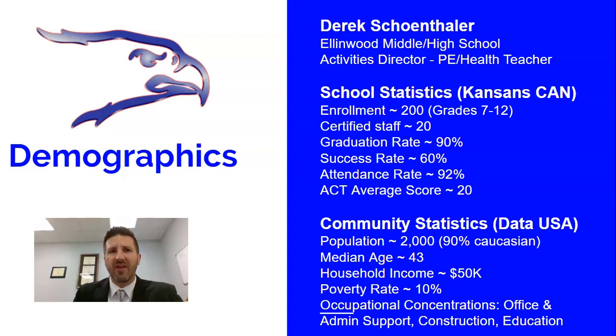The numbers you see representing our community were pulled from Data USA. Ellenwood's population has steadily declined, as many small town populations have over the past 20 to 30 years. Nearly 2,000 people reside here, and nearly 90% of them are of white Caucasian descent. The average household income is about $50,000, and the poverty rate is about 10%. The most commonly held jobs are in office and administrative support roles, construction, and education.